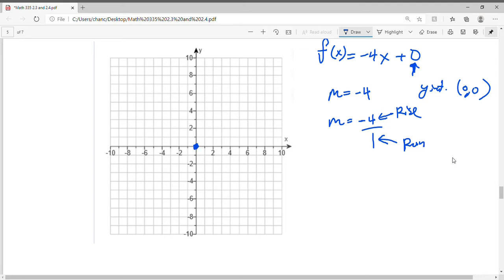We will plot the origin first, and then we're going to use the rise. It says a rise of -4, which means we drop down 4 from the origin. 1, 2, 3, 4. And I'm going to go to the right one. And this is our graph.